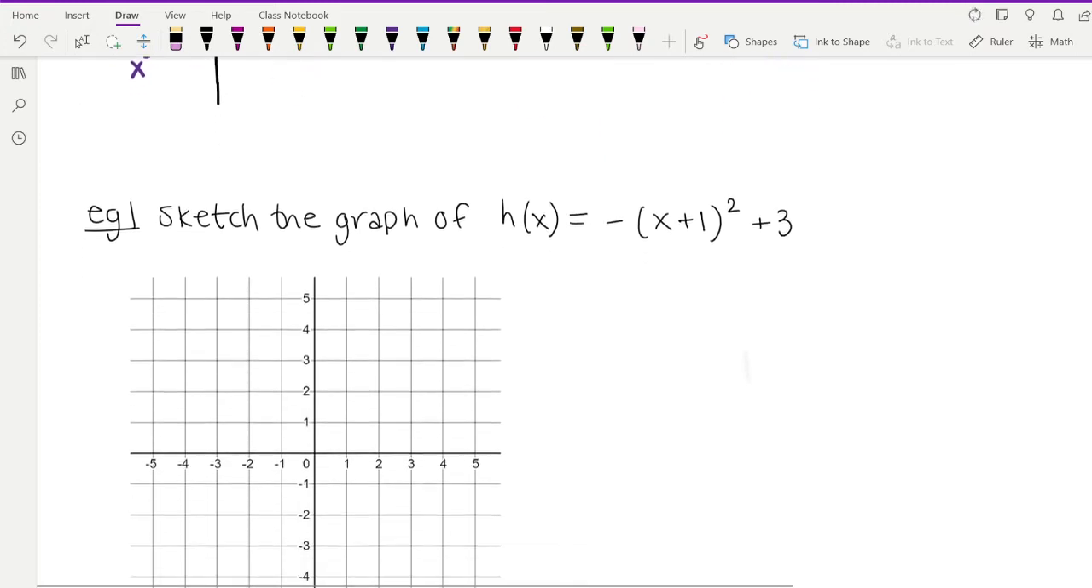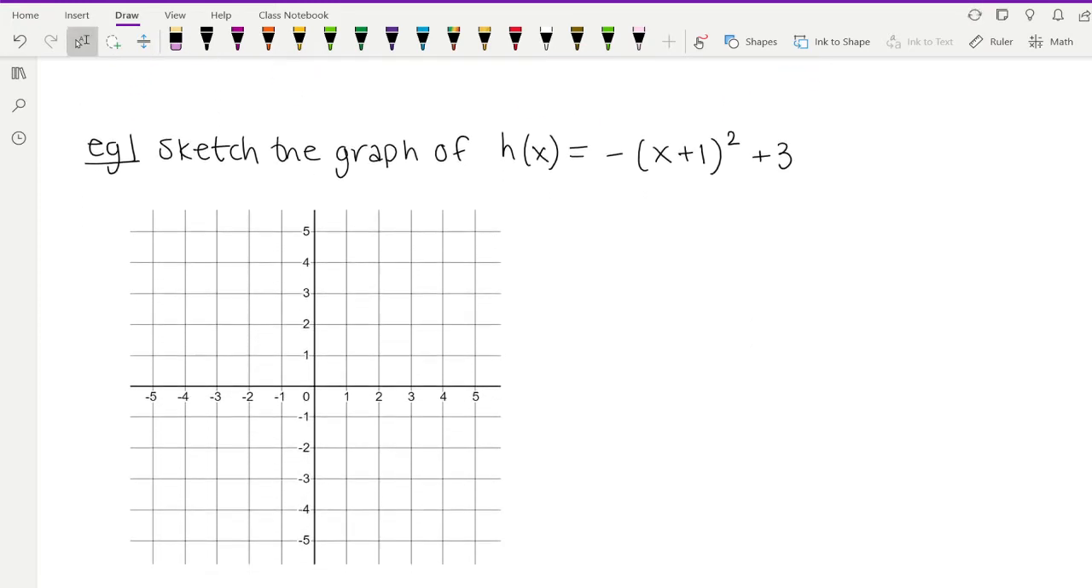Okay, so what really is the point of transformations? I would say it's to be able to take a function that is a little bit more complicated and to be able to compare it to a more familiar function that you know what the graph looks like. So for example, this function, h of x is equal to negative (x plus 1) squared plus 3. What graph does that seem most similar to? What is the basic standard familiar graph that this is a transformation of? Well, it's a transformation of just f of x is equal to x squared.